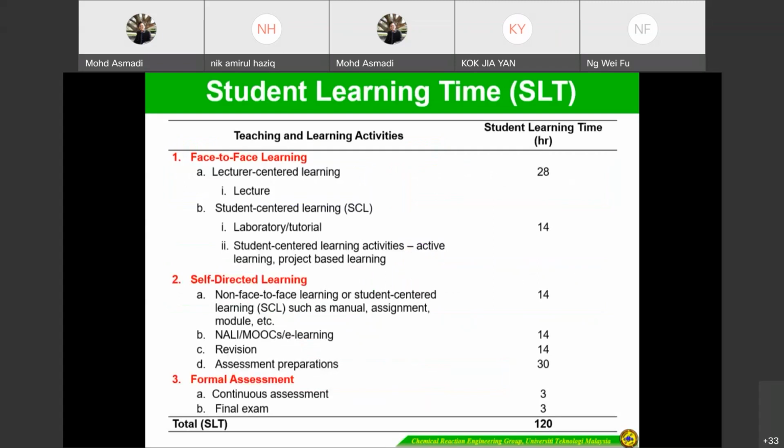Okay. Ini student learning tahun 120. Yeah, face to face is me and you, and then you have to do self-directed learning. Okay, you kena study sendiri lah. Okay, lepas tu continuous assessment and final exam. Continuous assessment is I think test one and also final exam.